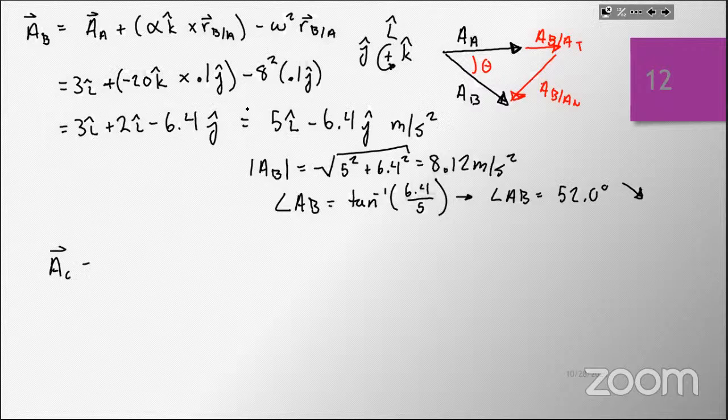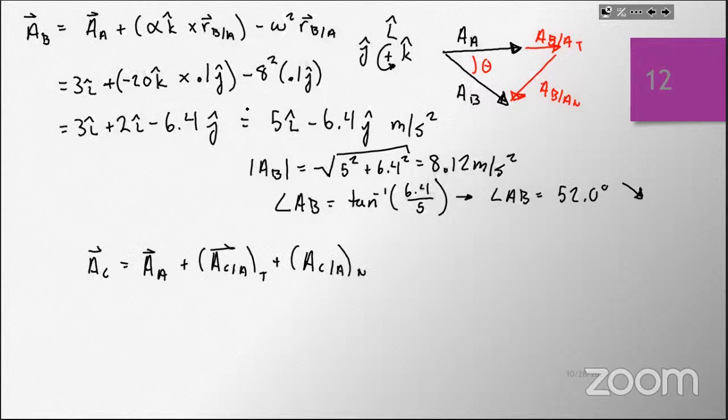We can do the same thing with the acceleration of point C. Still using AA. And now we just have to shift everything to be in terms of C with respect to A. Right? So we can do this. It turns out it's the same equation that we have written at the top there, except we're changing all of our B's to C's.